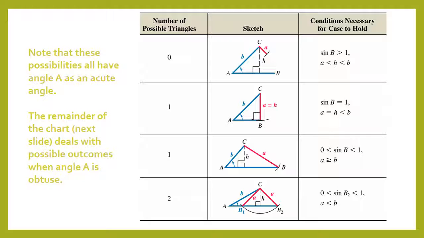Now notice in all of these cases, angle A, the angle we're given, is acute. So if it's an acute angle that we're given, we could have 0, 1, or 2 triangles. And we'll talk about how to figure that out, so don't stress over that.